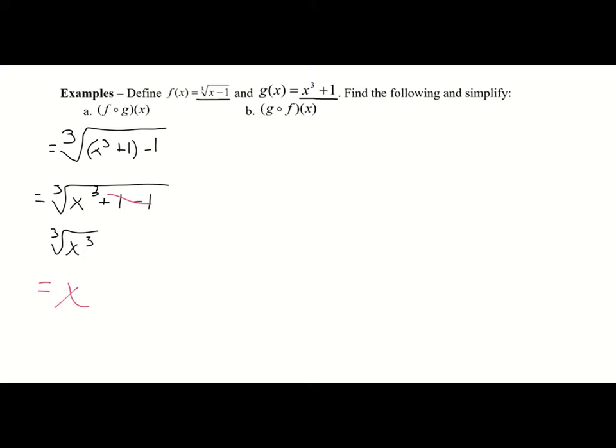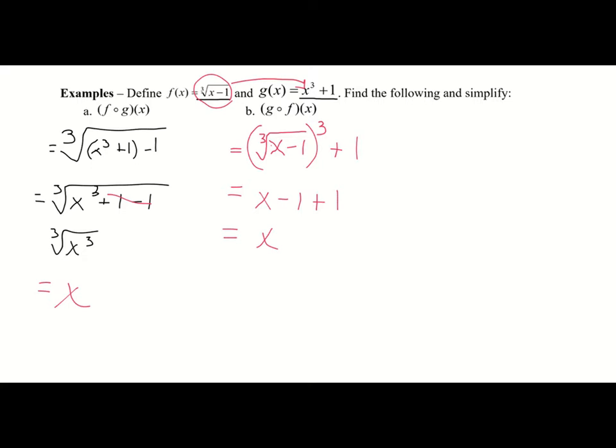Now let's try g composed with f of x. So we're going to start off with g, which is x cubed plus 1. Instead of that x, we're going to put in f. So it's going to be the cube root of x minus 1, cubed, plus 1. Now, we know if we have the cube root and we cube it, we end up with just what's underneath that radical. So we have x minus 1 plus 1, and that will simplify to x.